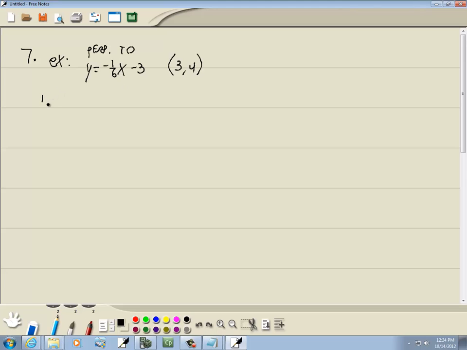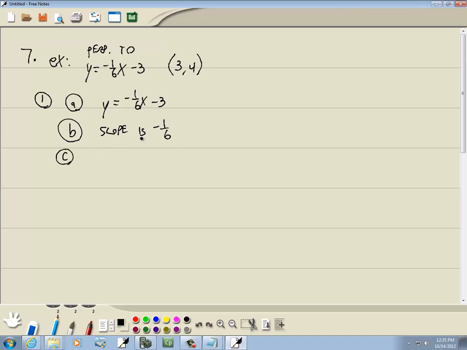Now our first step is to find m. And then the first sub-step within that is to write the given line in slope-intercept form. Well, it's already in slope-intercept form, so we're fine there. The second sub-step within that is to identify its slope. Once you've got it in slope-intercept form, your slope is the number before your x. So slope is negative 1/6.